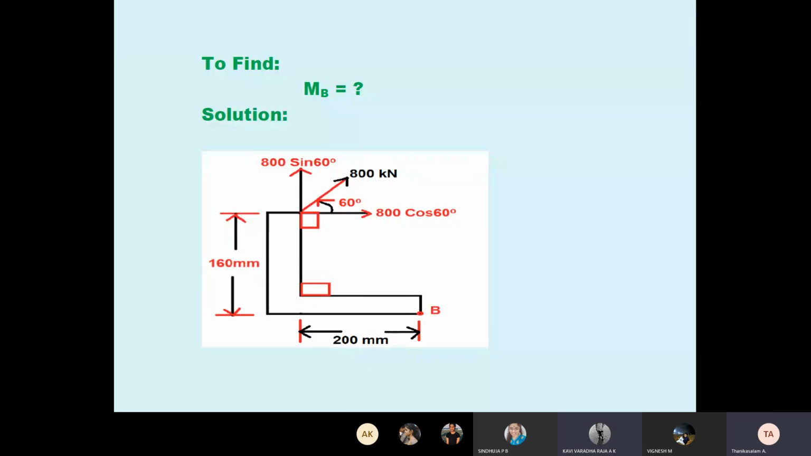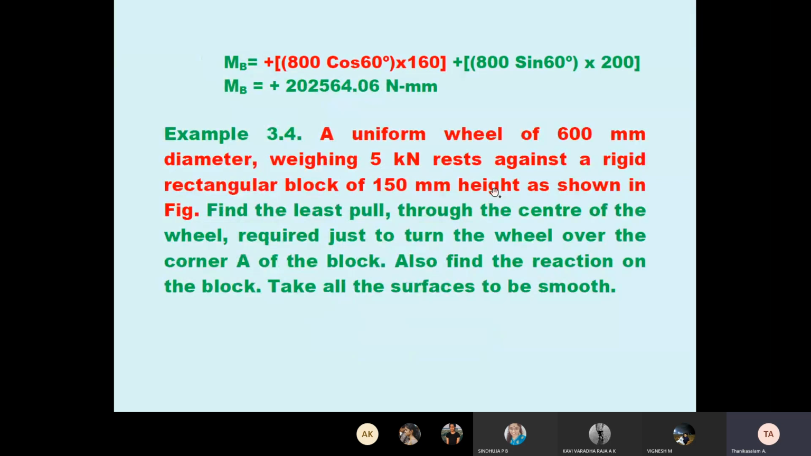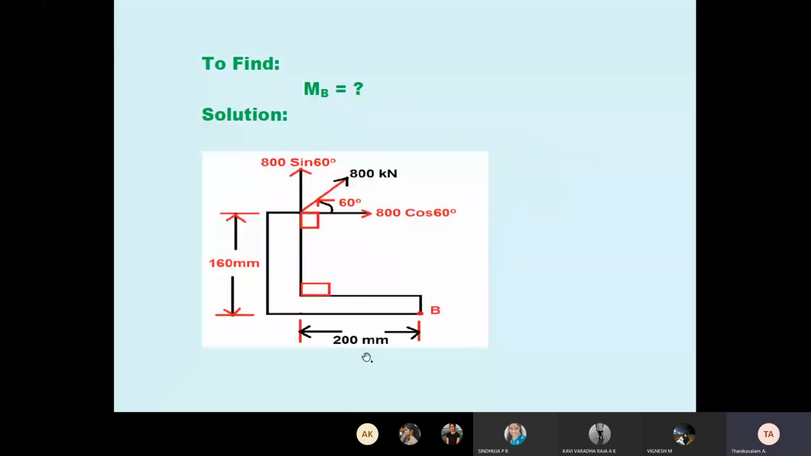First the 200 force. Then the next force: 800 sin 60 into 160 mm. You already finished 800 sin 60 and 200, yeah. What is the next? Then 800 cos 60 into 160, yes, sir. I don't know whether you are following. Say okay, as you wish. So therefore, with respect to point B, 800 sin 60 into 200 mm, then 800 cos 60 into 160 mm.